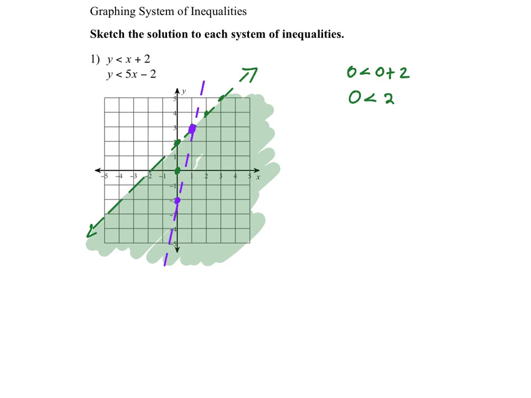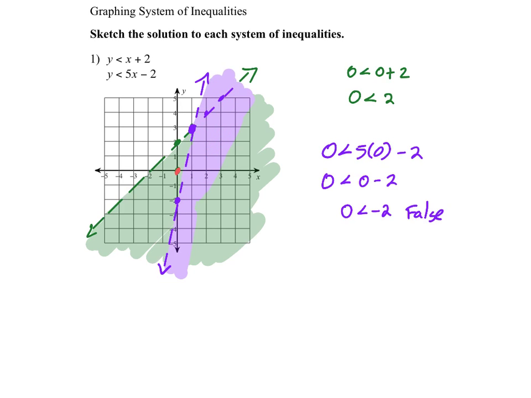Right? Now, again, I'm going to do exactly the same. I'm going to test a point. Again, I'm testing 0, 0. So 0 less than 5 times 0 minus 2. 0 less than 0 minus 2. And 0 is less than negative 2, and this is false. So that means that in this case, I'm going to shade everything that is down here. Right? Everything that is right here.